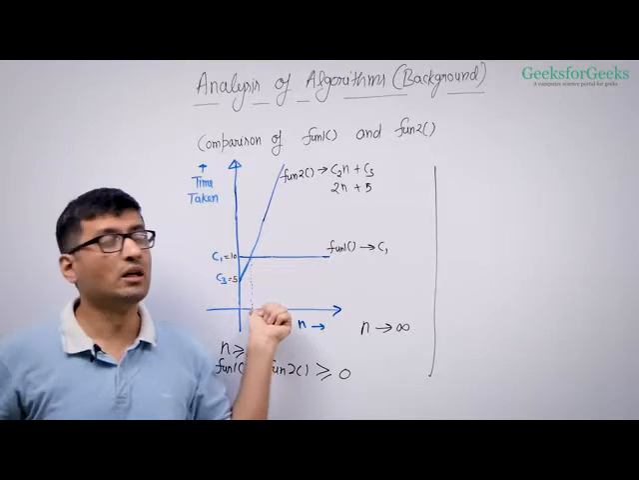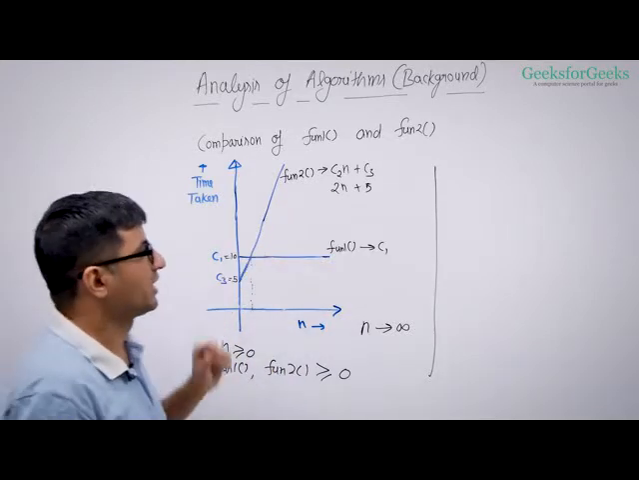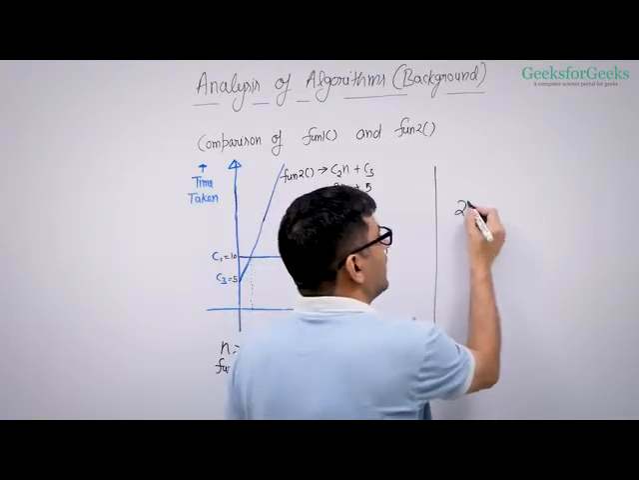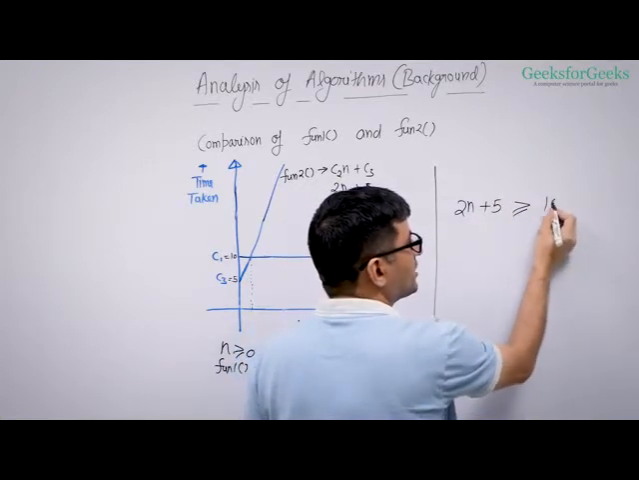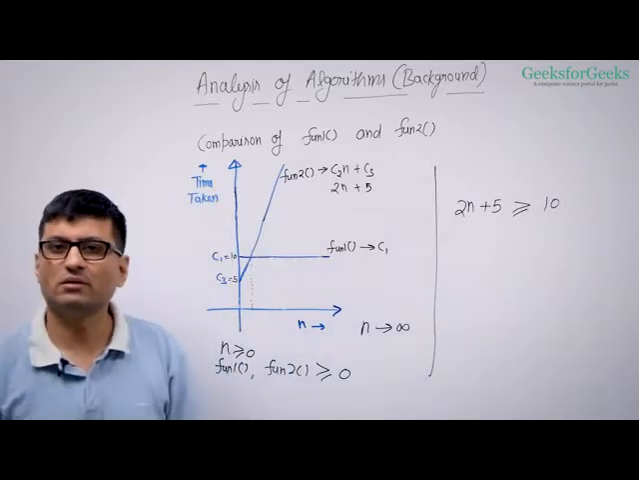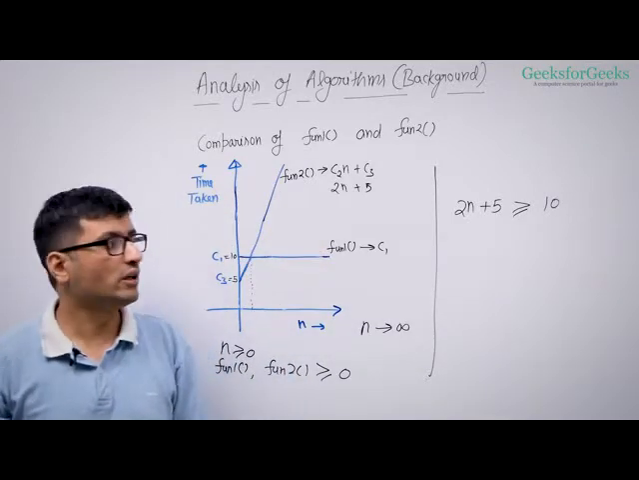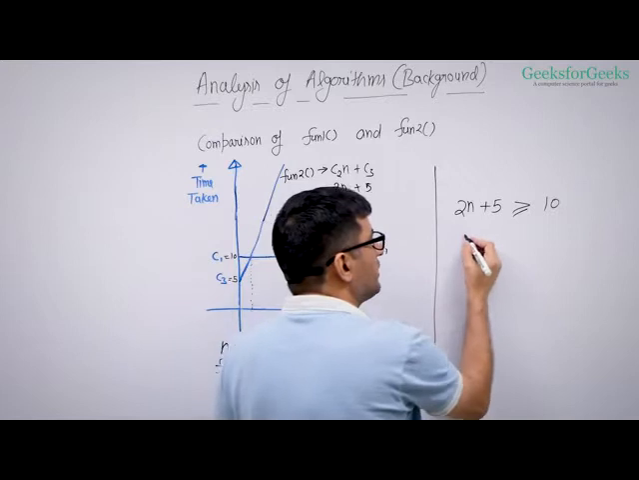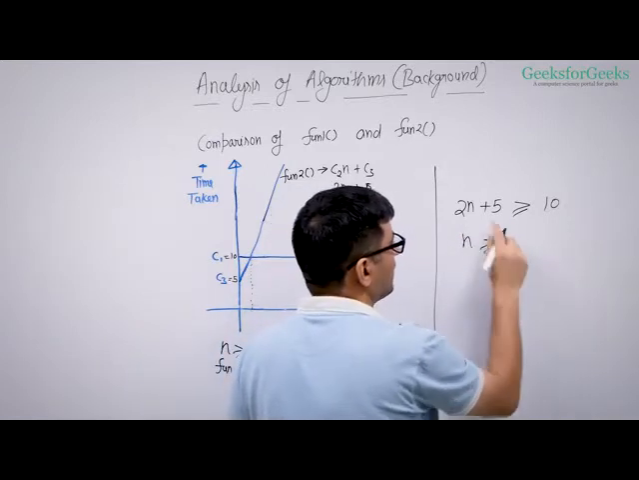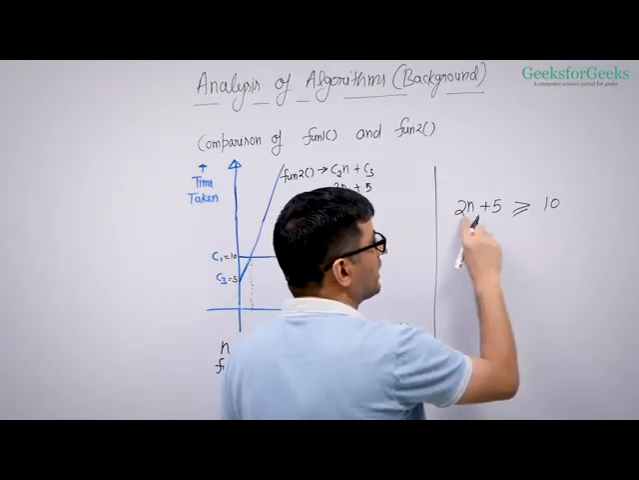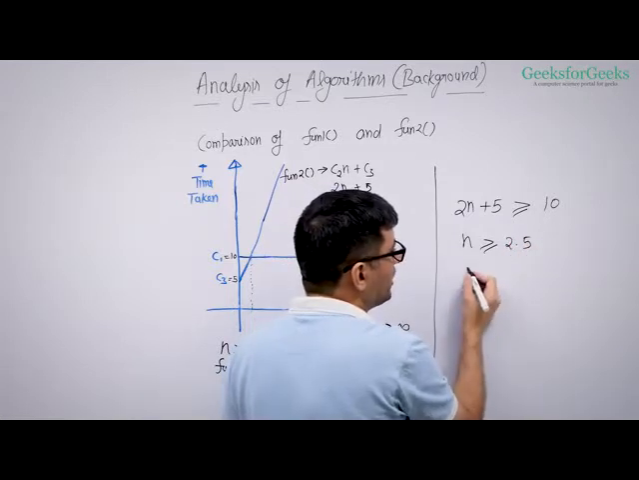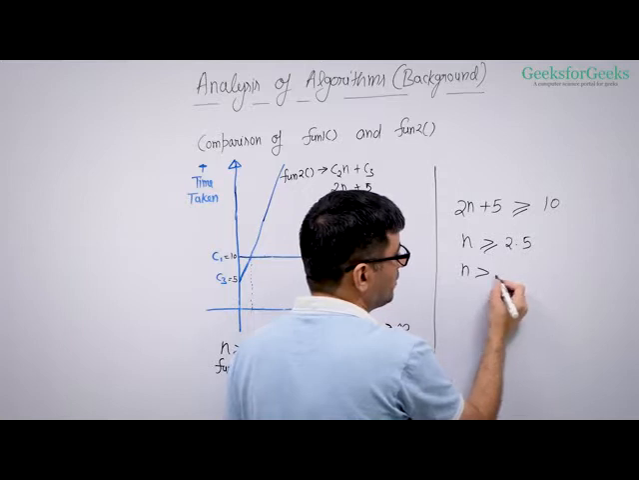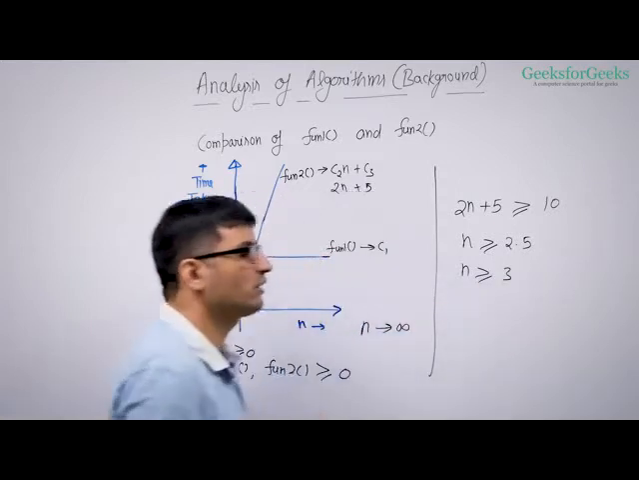Now, how do we find this value after which your friend's program is always going to take more time? You can do this comparison. We want to find a value of n after which 2n plus 5 is going to be greater than or equal to 10. Now what is the value of such n? If you do 10 minus 5, you will get 5, and if you do 5 by 2 you will get 2.5. So if you're talking about integer values, you can say n is greater than or equal to 3, right?